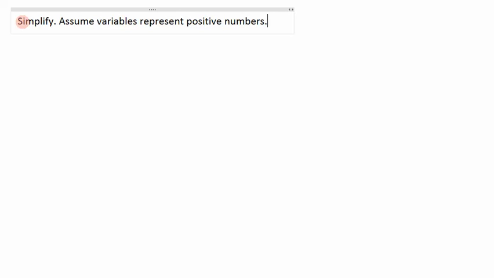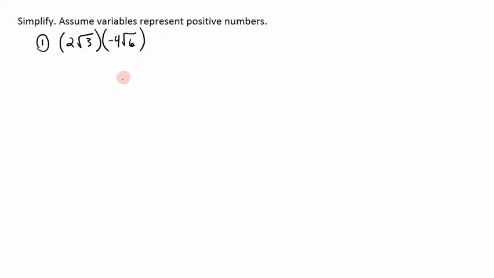So simplify. Assume variables represent positive numbers. We have to assume that if we want to avoid the use of absolute values in our answers. The first one I want to look at is 2 square roots of 3 times negative 4 square roots of 6. Notice this is all multiplication.